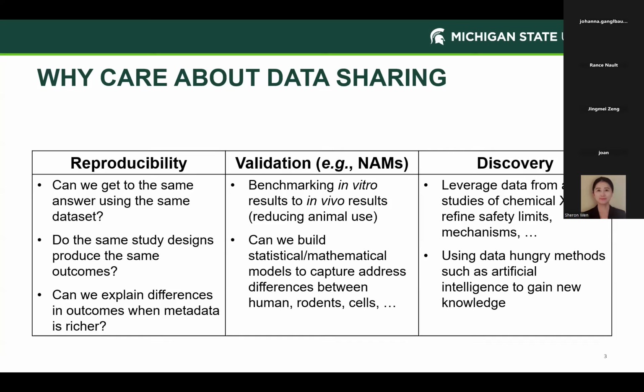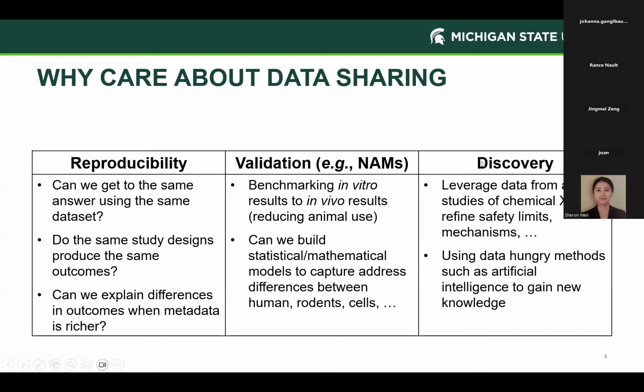Having those data to benchmark against is really helpful instead of having to regenerate them, because there's a huge history of data out there that could be very useful for benchmarking these studies, but we can't because they're not really accessible, right? Can we build statistical mathematical models to capture the differences between these models, extrapolating from cell culture to mouse to rat to human?